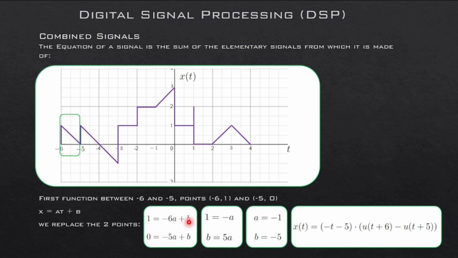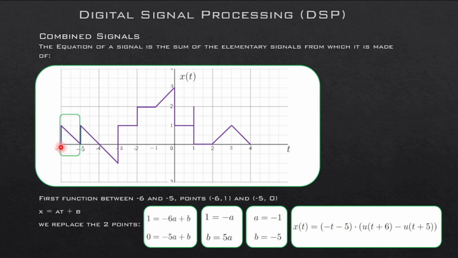-6a plus 5a gives you 1, so -a is equal to 1 and b equal -5, so x(t) is equal, that's the equation, -t - 5, correct? Why? Because we're replacing a and b in this equation. So x(t) is equal to -t - 5, but it is windowed.